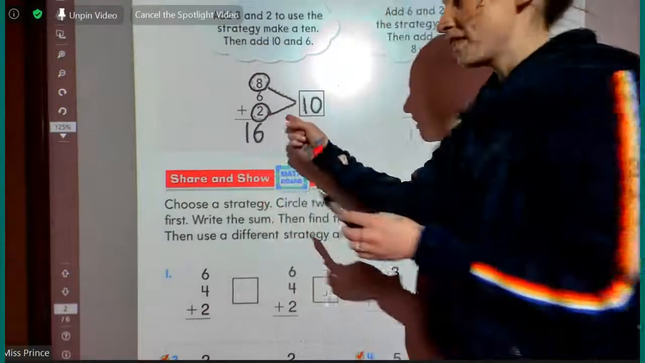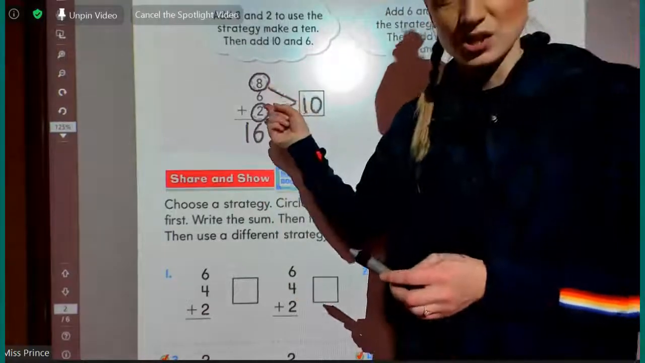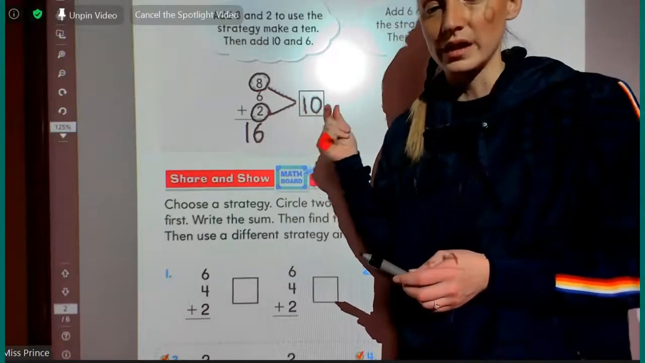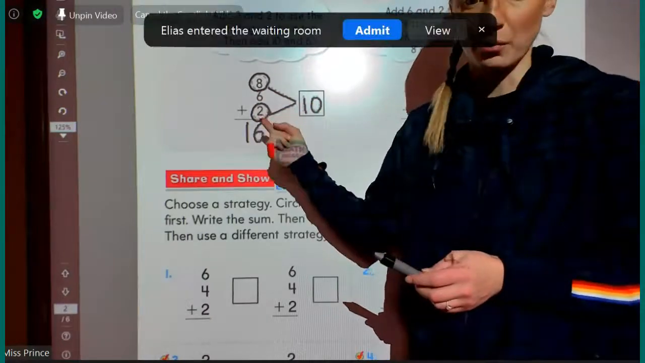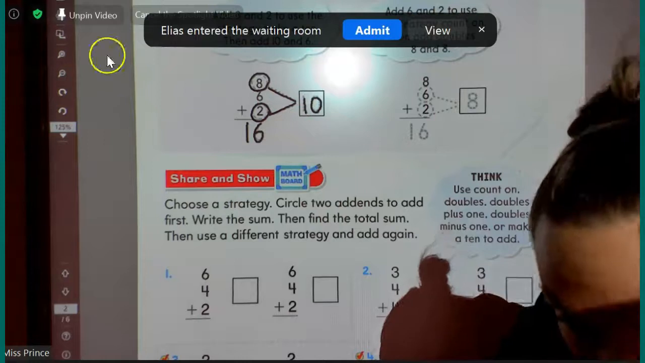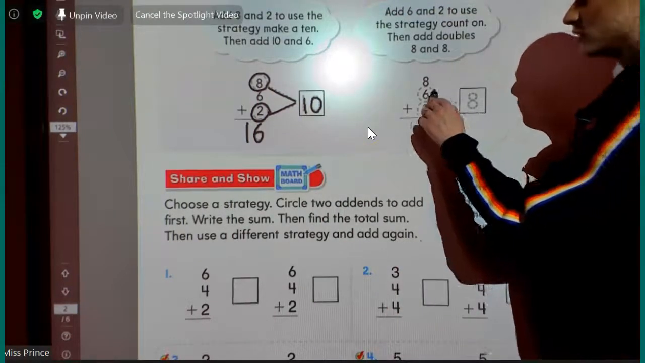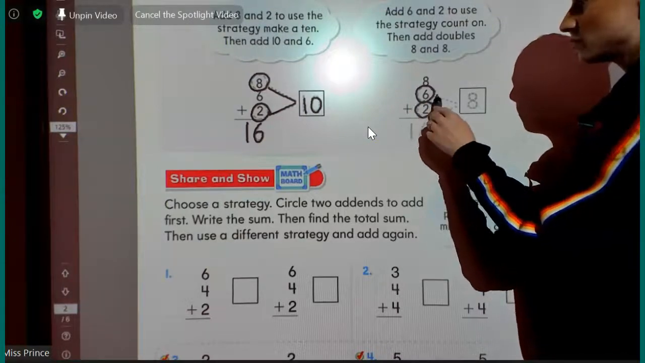So do you see why they chose that? The 8 plus the 2 is 10. So that one is super easy for us to solve quickly in our heads. So that's a good one to group. If you look over on the other side, they chose 6 and 2 this time.